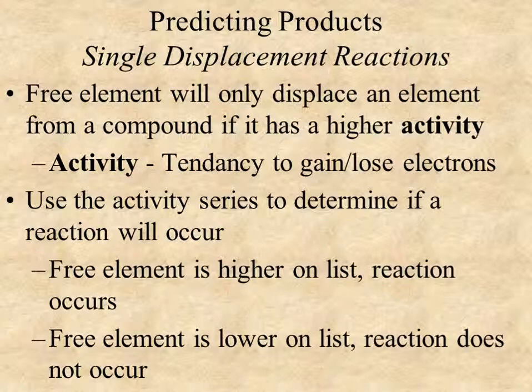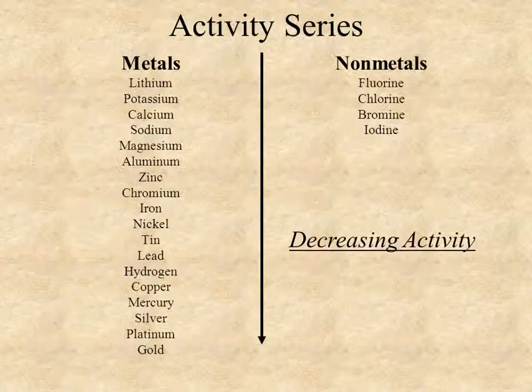And the way that you use the activity series is you compare the position of the free element to the element that it would be displacing on this list. And if the free element is higher, the reaction will occur, the free element will displace the other one, and you will get new products. But if the free element is lower on the list than the element it would be displacing, the reaction will not occur. It does not have sufficient activity to be able to displace the element from the compound.